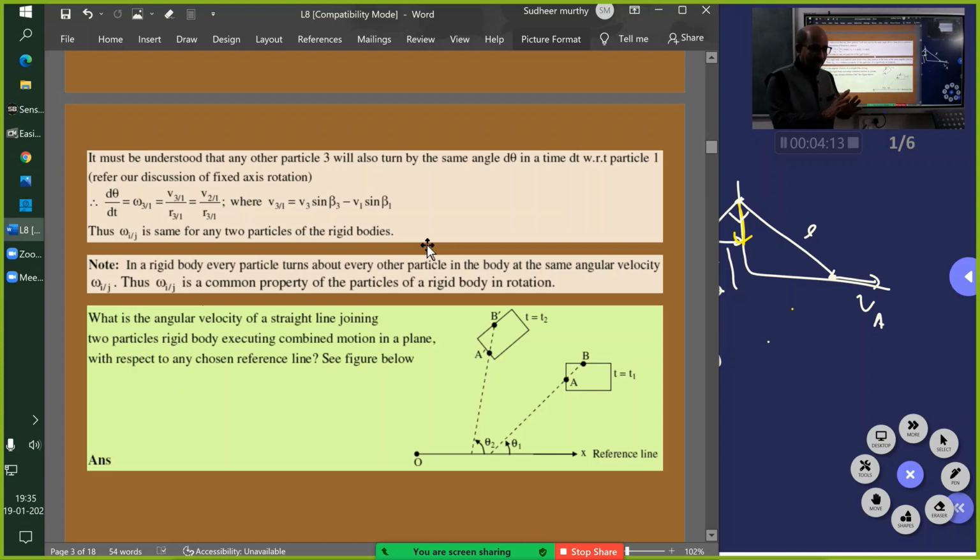We have not taken a point outside now. We will go to a reference point outside, but we have referenced those 2 particles with respect to a reference given outside the body. I suppose we are able to go one step further.